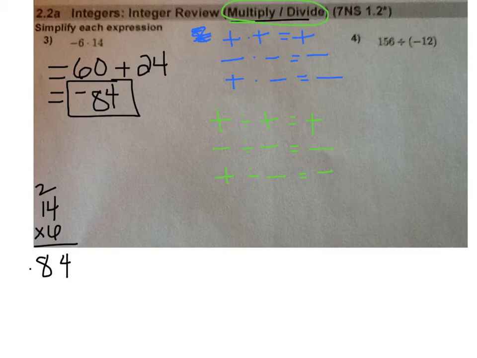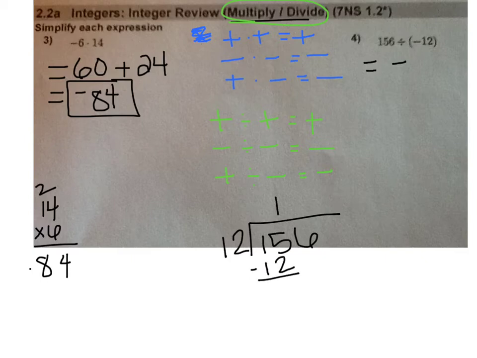Now let's do our division. So we're probably going to need some long division, so I'm going to set it up. 156 divided by 12, and it is a positive divided by a negative, so I know my answer is going to be negative. I just have to do the math. So 12 goes into 15 one time. When I subtract, I get a 3, and 12 goes into 36 3 times. So my answer ends up being negative 13.